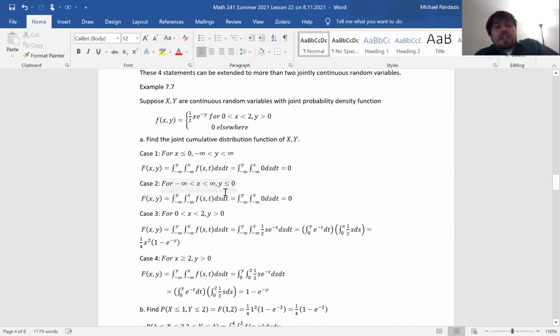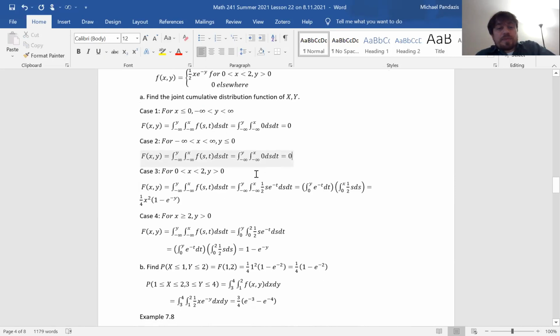Case 2. Let's say y is less than or equal to 0. If y is less than or equal to 0, then y also does not fall in the region of y greater than 0, and x can be anything. And so that means little f has to be 0. And so capital F is equal to this, which is equal to this, where you substitute little f for 0, because little f has to be 0 for these values of x and y. And so when you double integrate 0, you get 0. So capital F is 0 in case 2 also.